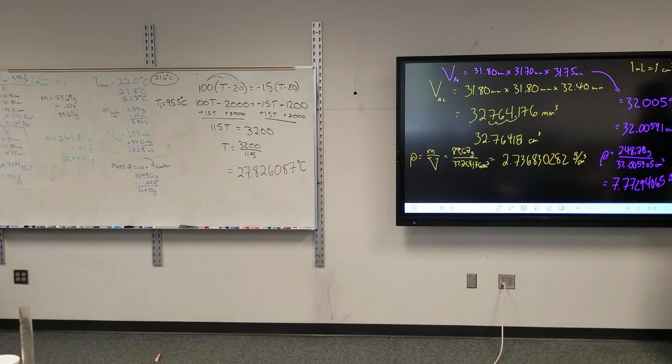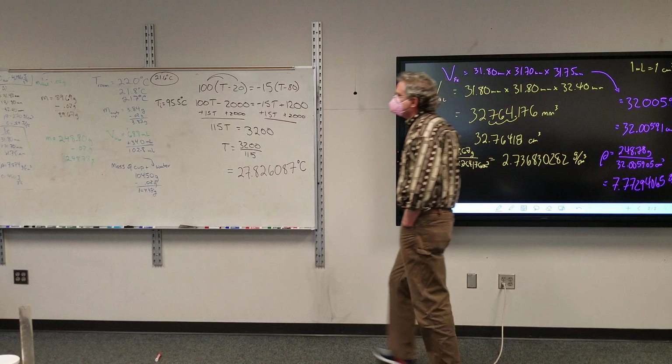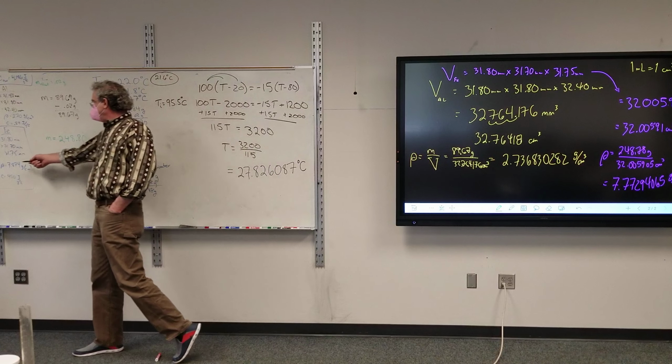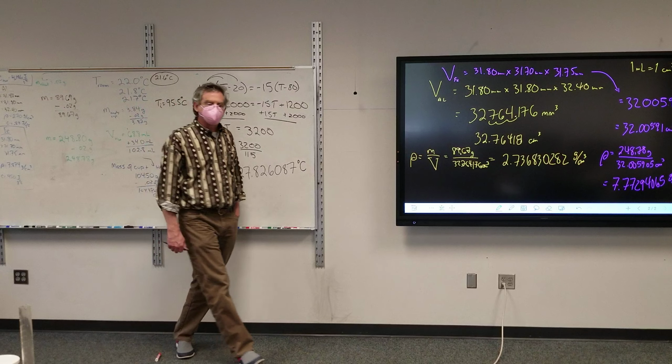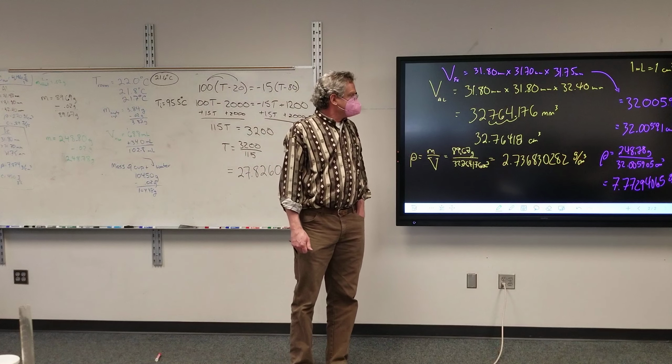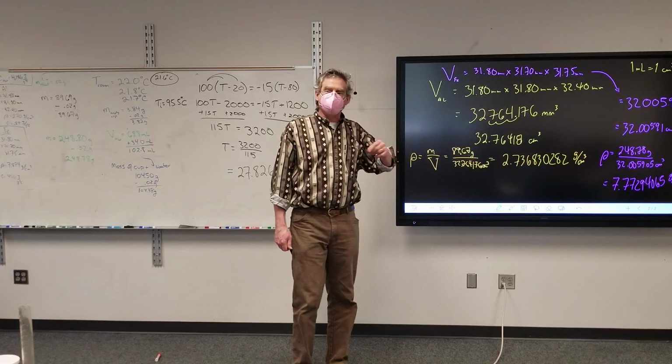Per centimeter cubed. And the accepted value is 7.874. So pretty darn close on that one too.